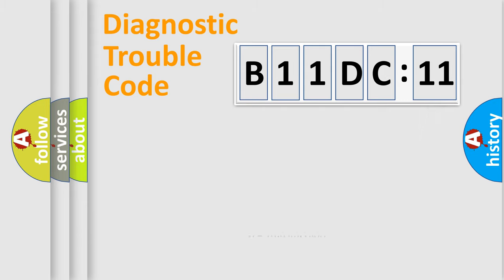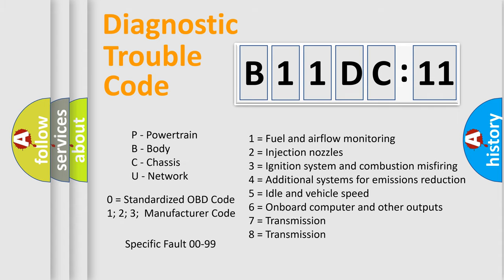For example, a short to the ground. Let's not forget that such a division is valid only if the other character code is expressed by the number zero.